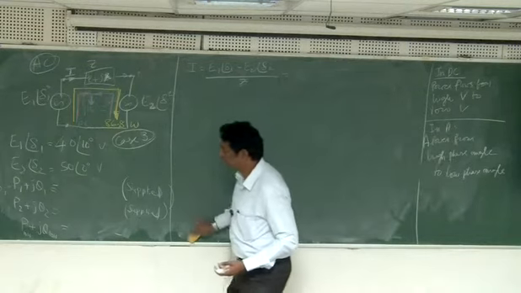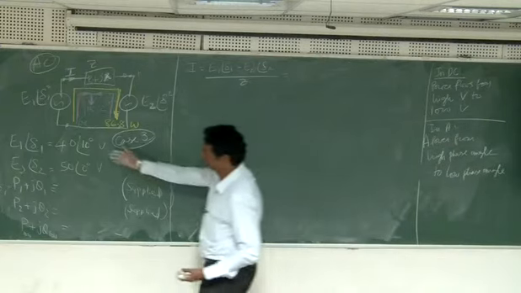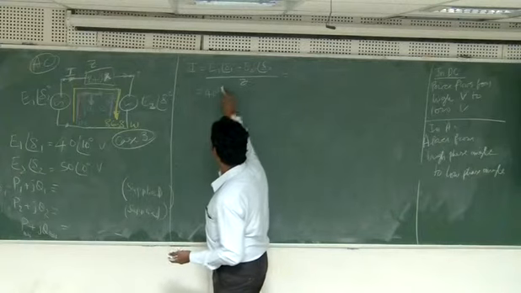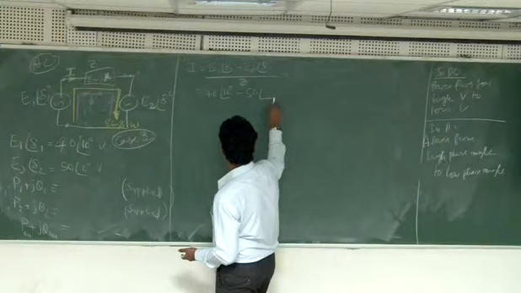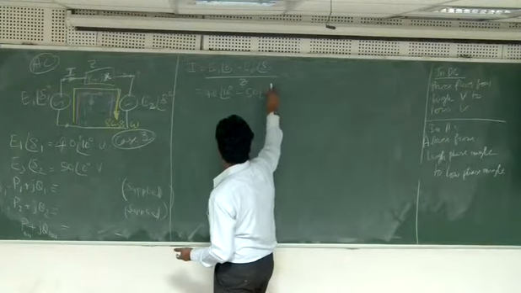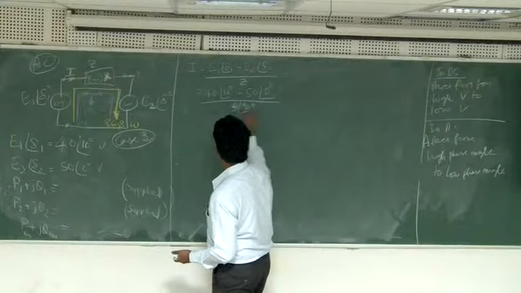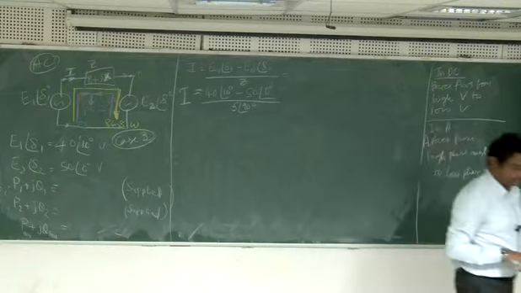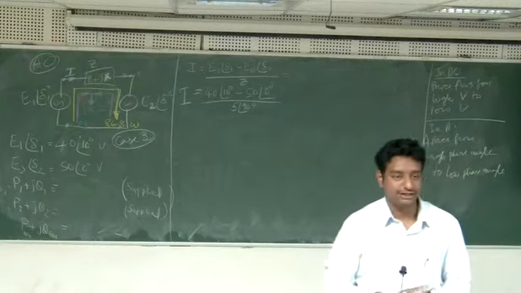So solve the case 3 with these values. 40 angle 10 degrees minus 50 angle 0 degrees divided by 5 angle 90 degrees. So this is my I. So first job is to find what is I. So someone can find I.